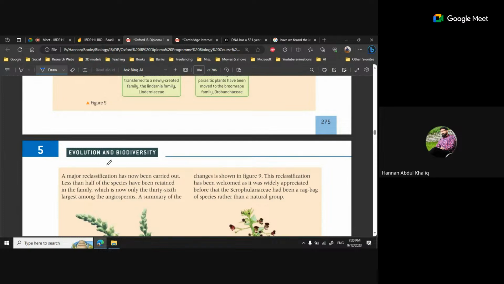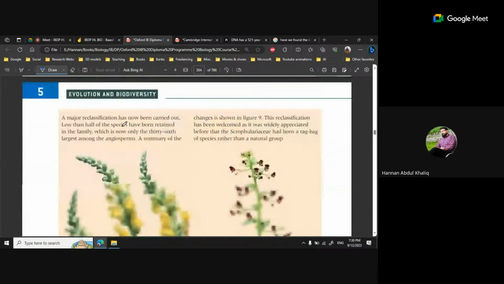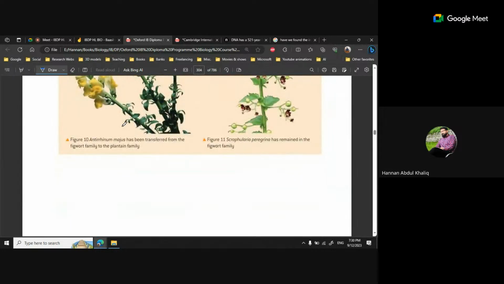All right. So there has been a major classification carried out. Less than half of the species have been retained in the family. They are trying to say that everything is now under consideration. The scientists are reconsidering all the stuff and realigning their classification so that at some point all of them should agree. The taxonomists, the phylogeneticists, and the cladistics should agree on some common point so that the classification may reach a perfection point.